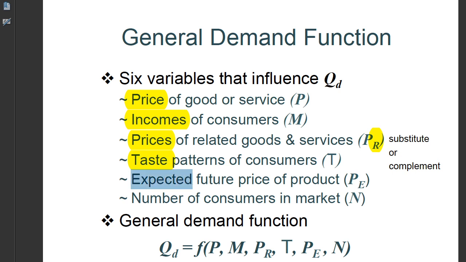Expected future price of a product. Expected future prices can affect the quantity demanded. I don't know if you watched Seinfeld, but there's a great example of knowing that a product is not going to exist anymore in the future. Depending on how loyal the customers are, that could raise the quantity demanded for the product. Individuals might want to stock up if they think it's not going to exist.